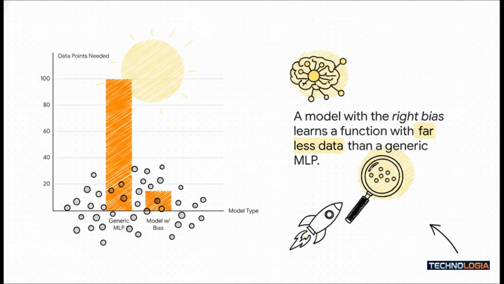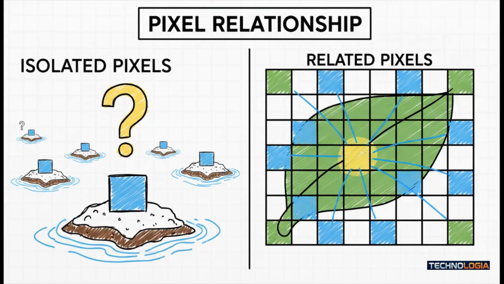So to learn a pretty simple function, a generic MLP, our old model, needs a ton of data points just to get it right. But look at this. A model with the right built-in assumptions, with that focused spotlight, can absolutely nail it with just a few examples. The difference in how much data you need is enormous. So this brings us back to the crucial point for images.